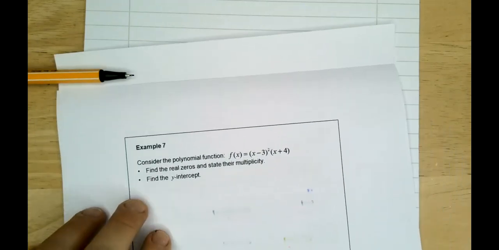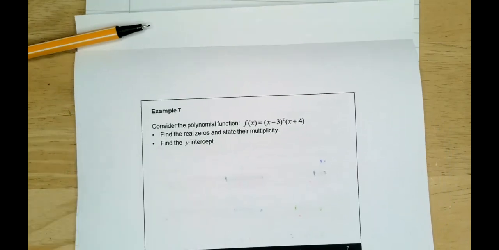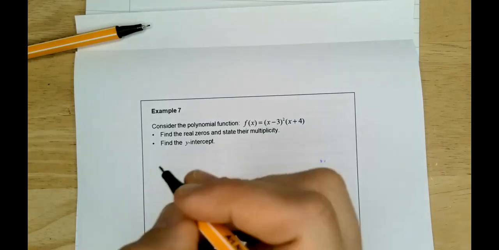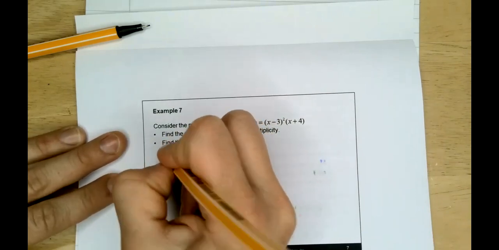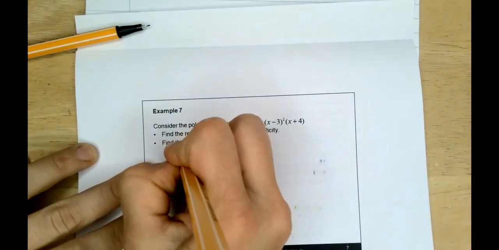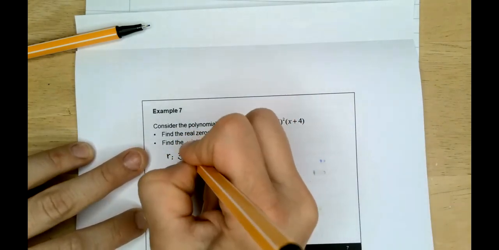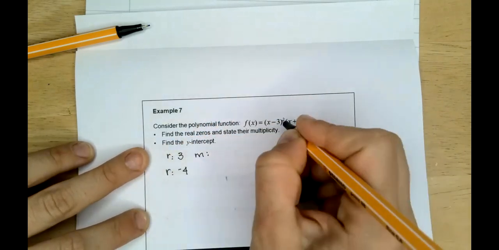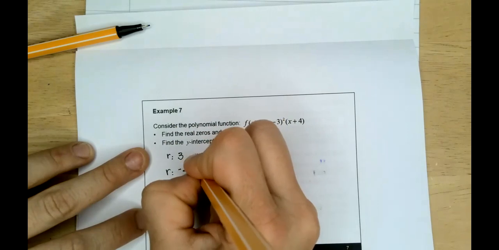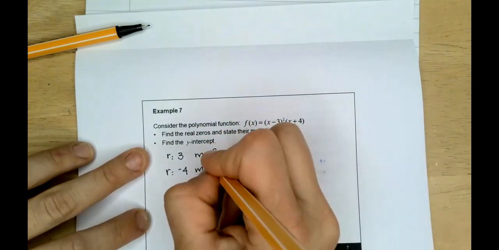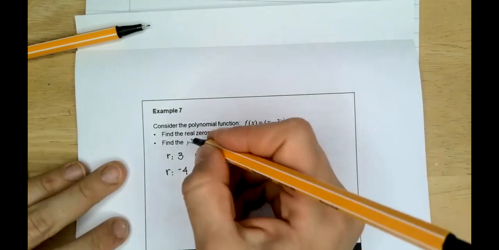All right. Example 7. Consider the polynomial function f of x equals x minus 3 squared times x plus 4. Find the real zeros and state their multiplicity. Good. So we have an r of 3, and we have an r of negative 4. The multiplicity when r equals 3 is 2. The multiplicity when r equals negative 4 is 1.